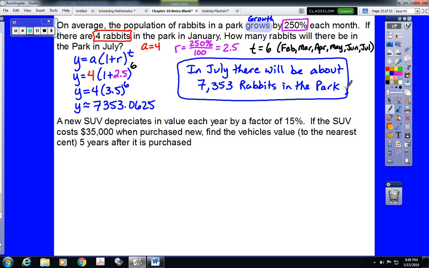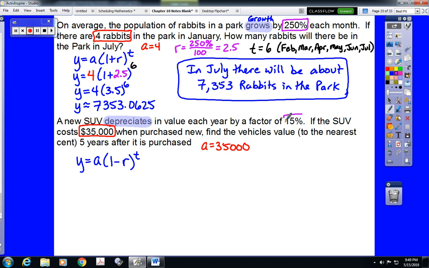A new SUV depreciates at a rate in value each year by a factor of 15%. If the SUV costs $35,000 when purchased new, find the vehicle's value to the nearest cent 5 years after it is purchased. So the key word here is depreciates. That word means decay. So this is a decay problem, meaning we're going y equals a times 1 minus r to the t. The a would be the initial value of the vehicle. That is $35,000. So a is 35,000.